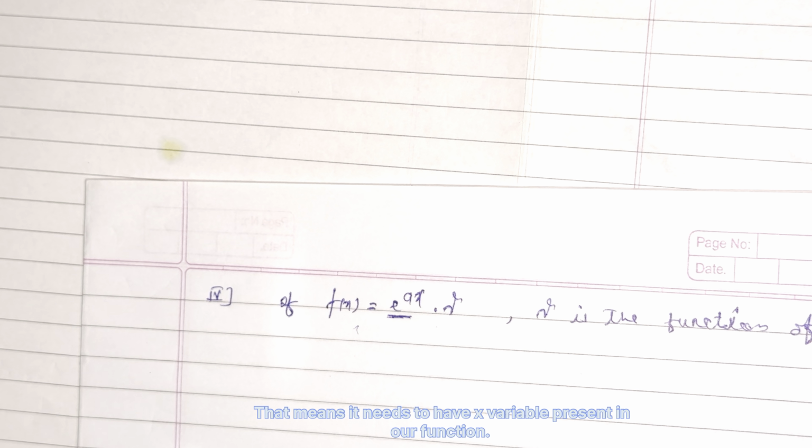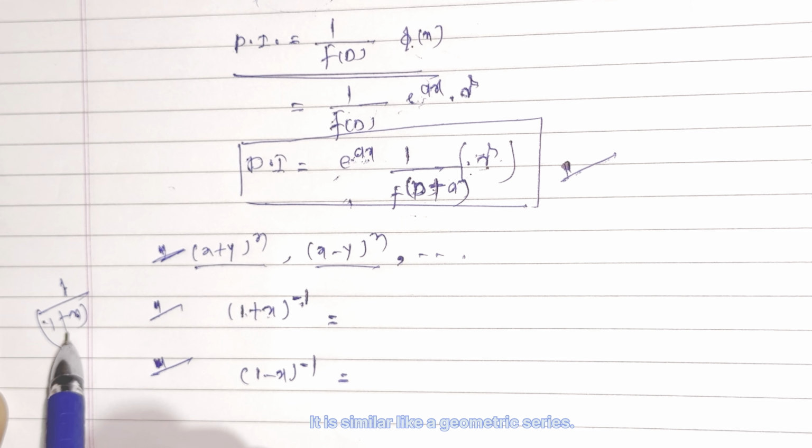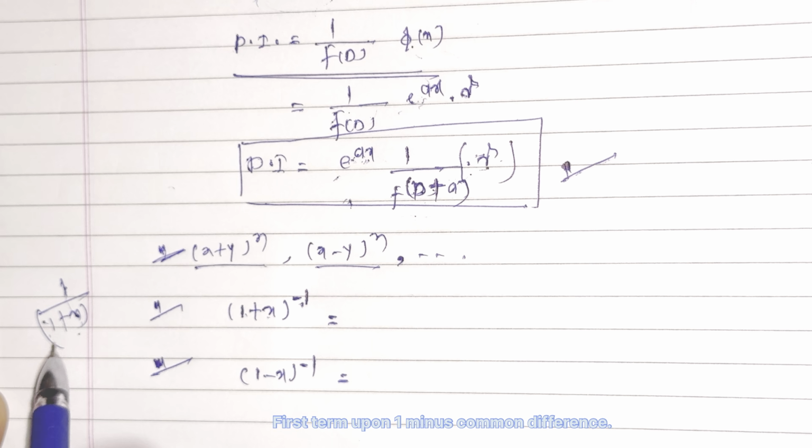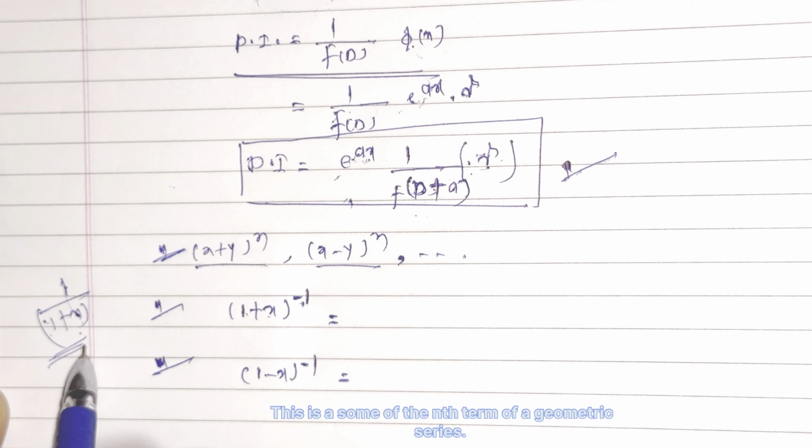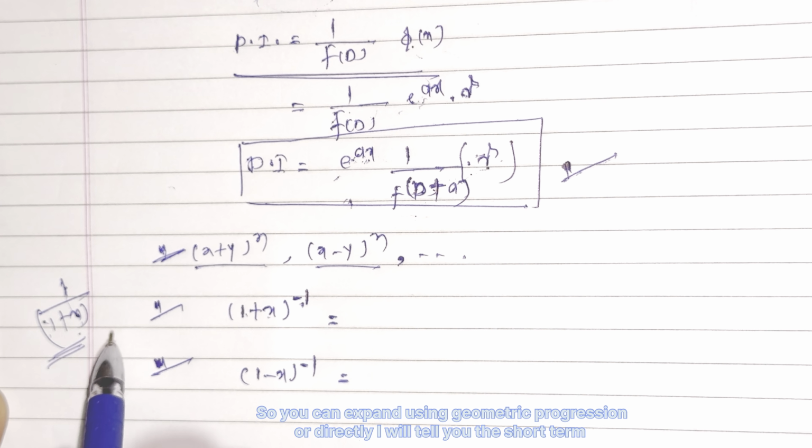Now see, if you are going to apply 1 plus x raised to minus 1, how can we write it? It's similar to a geometric series. How does the geometric series look? First term upon 1 minus common ratio. This is the sum of the geometric series. So you can expand using geometric progression, or I'll tell you the short trick for how you can write it.